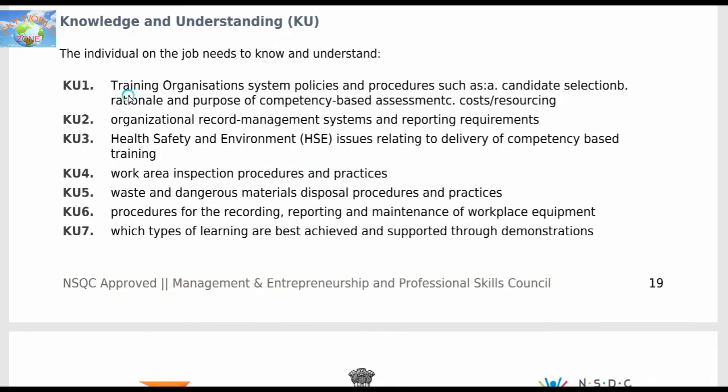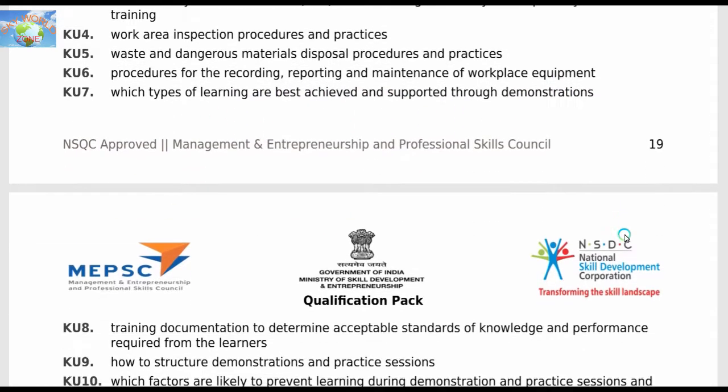Knowledge and understanding. Training organization system policies and procedures such as candidate selection, rationale and purpose of competency based assessment, cost or resourcing, organizational record management system and reporting requirements, health, safety and environment, issues relating to delivery of competency based training, work area inspection procedure and practices, waste and dangerous material disposal procedures and practices, procedures for recording, reporting and maintenance of workplace equipment, which types of learning are best achieved and supported through demonstrations.